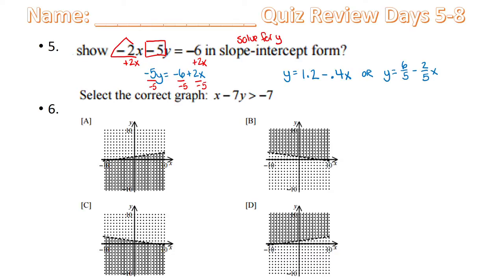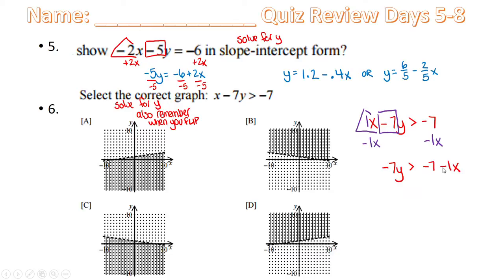On number 6, we have an inequality. So we're going to solve it like normal, but we have to remember when we flip. So solving like normal, I'm going to subtract 1x on both sides, then divide by negative 7. But because I'm dividing by negative 7, because there's a negative in my rectangle, I have to flip my symbol. Very important. That's the reason why you flip your symbol.